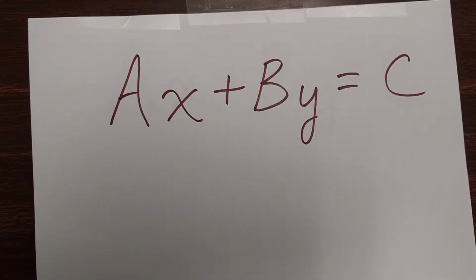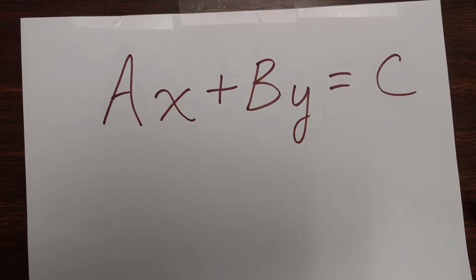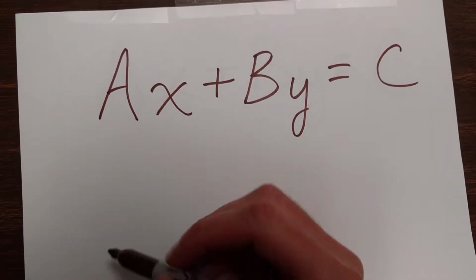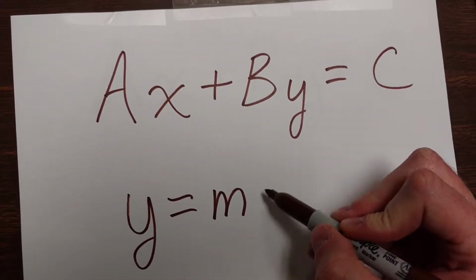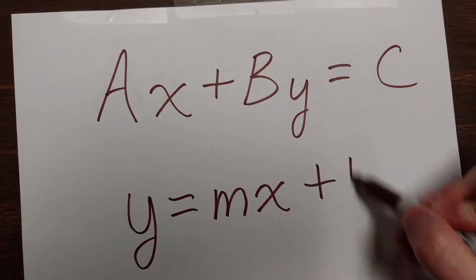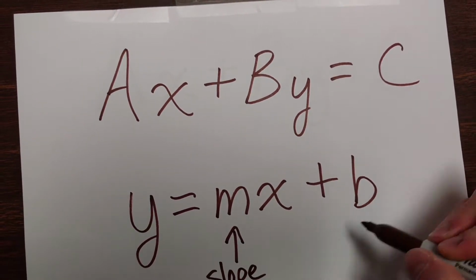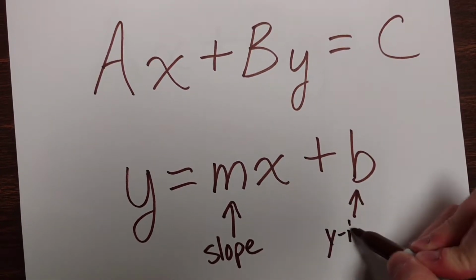Today we're going to be looking at how to change a linear equation from standard form, ax plus by equals c, into slope-intercept form. And slope-intercept form is y equals mx plus b, where m is our slope and b is our y-intercept.